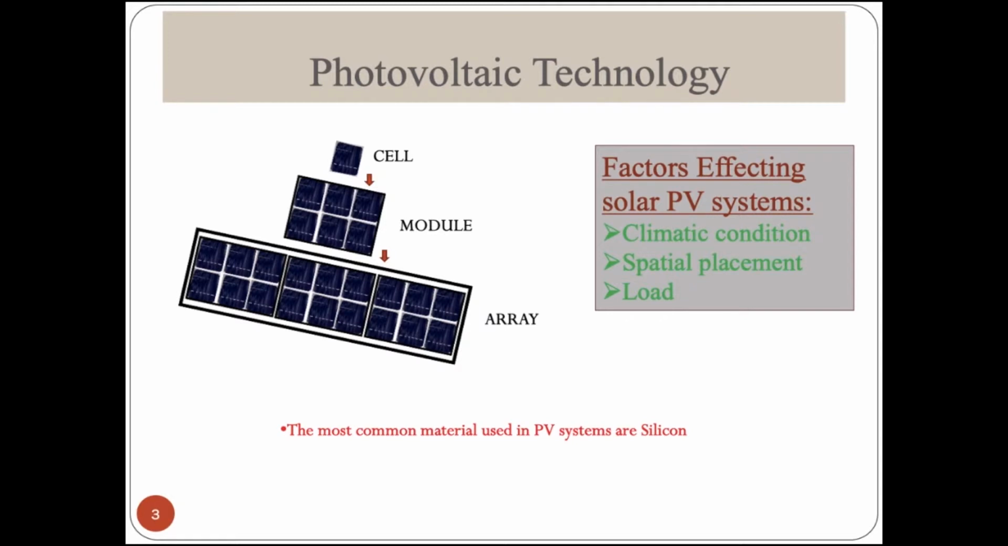Different factors affect the solar cells. These are climatic conditions like humidity, radiation and temperature, spatial placement, that is to install solar PV system facing towards the sun for better performance, and load. The solar PV system is designed for particular load requirements.